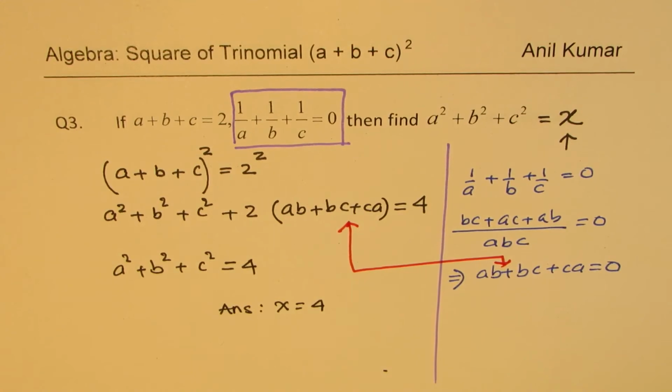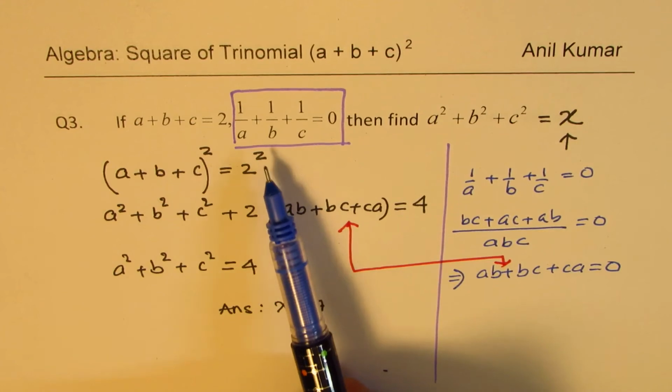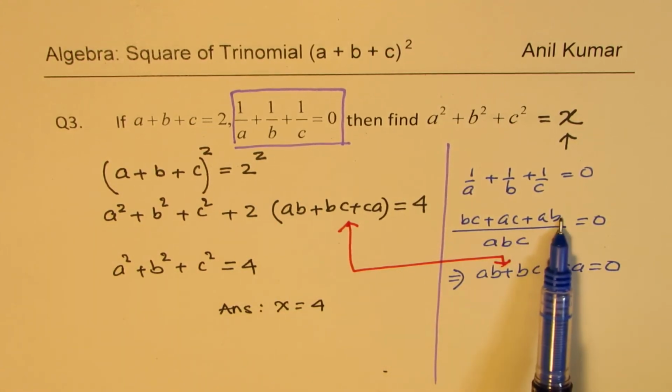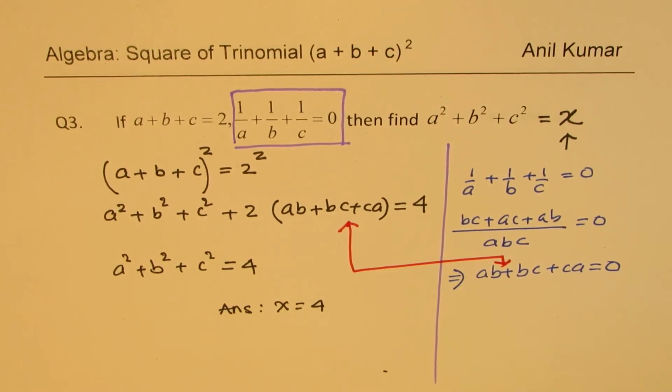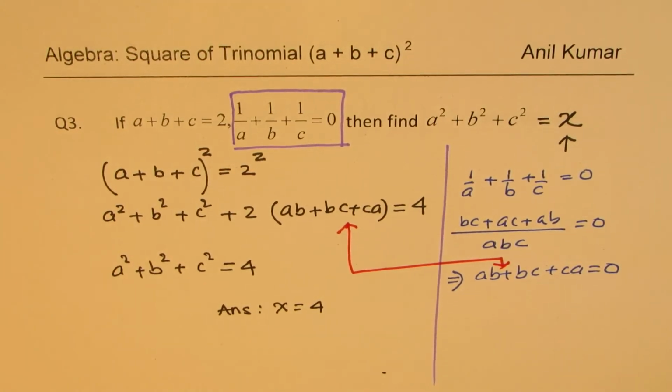So once you understand how to use this formula in different ways, you can actually solve many multiple choice questions within no time. Perfect. So if you are given reciprocals as 0, it really means that this combination is 0. Using that, we can easily find the solution. Now, the last question here is slightly difficult. So let's now go to the last question, question number 4.